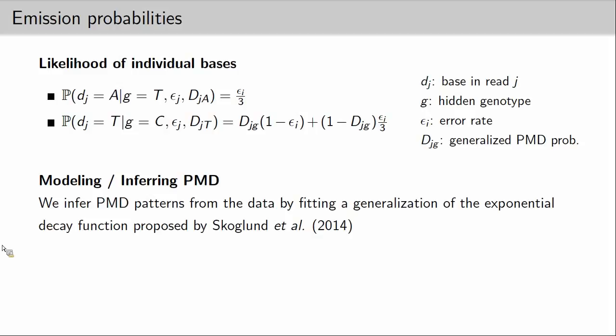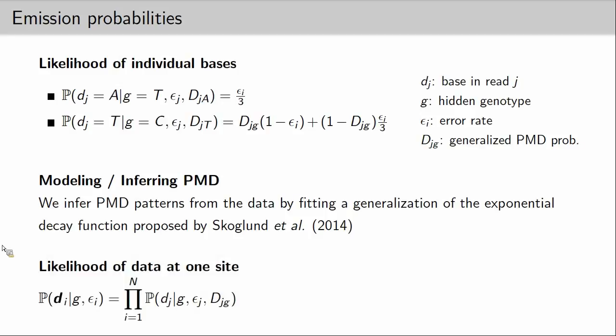The question is now from where do we get the probabilities of the postmortem damage, so D_jG here? Well, for this, we can use the exact same curves that I showed you before. We see a pattern of this exponential decay and just fit the generalized exponential decay function to it. And then we can assume that this is the rate we have. So a priori, we estimate this from the data and then assume this to be known, okay? Once we have figured out how to do these probabilities, we can easily assume that the individual reads at one location are independent, so we just have to take the product across all the individual data points that we get for the same site to get our likelihood.